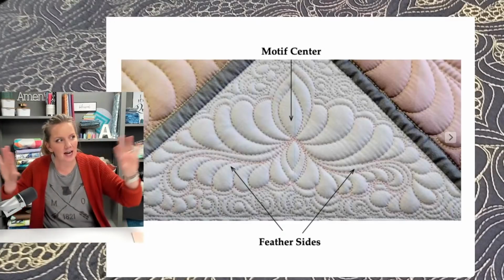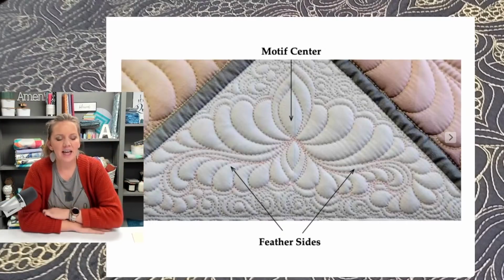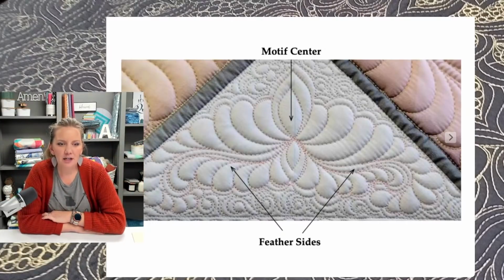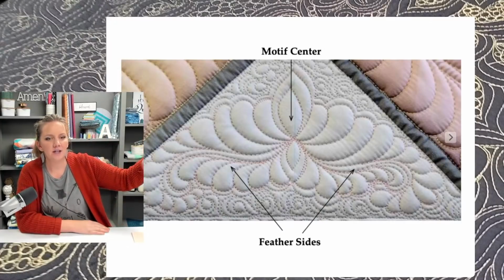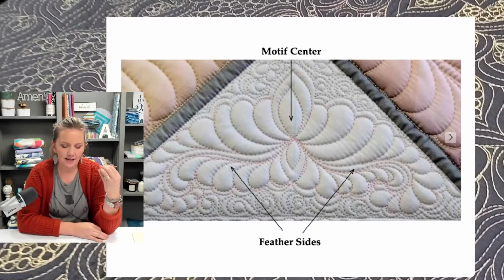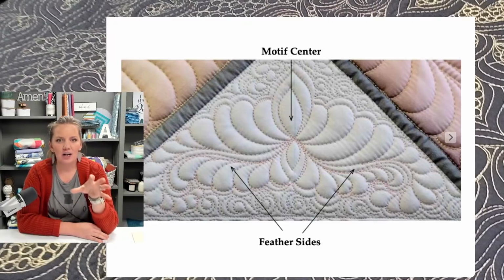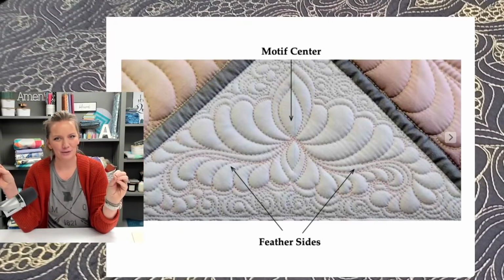Then we have the sides of our motif, or the rest of the design. And with this particular one, with the feather motif, I have those feathers radiating from the center, and one thing I want to reiterate so much, I probably can't say this too much. It doesn't matter if it's perfectly the same on both sides. I'm aiming for symmetrical. That's it.